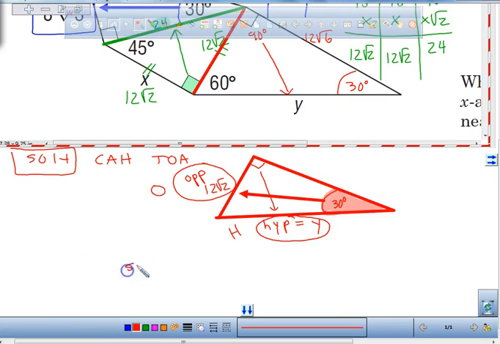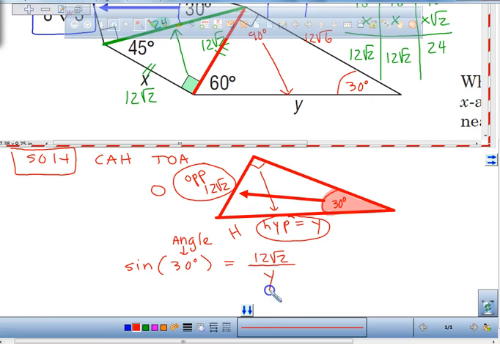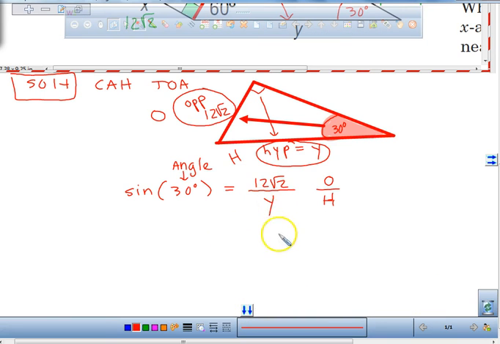So here's what you're going to write. You're going to write the sine of our angle, and our angle is 30 degrees. So the sine, what always goes here? You're going to put the sine of the angle. And what is that going to equal to? That's going to equal my opposite side, which is 12 radical 2 over the hypotenuse, which is y. This is our relationship of O versus H. Now, this is a ratio, a comparison of two numbers. I'm going to put this over a 1.